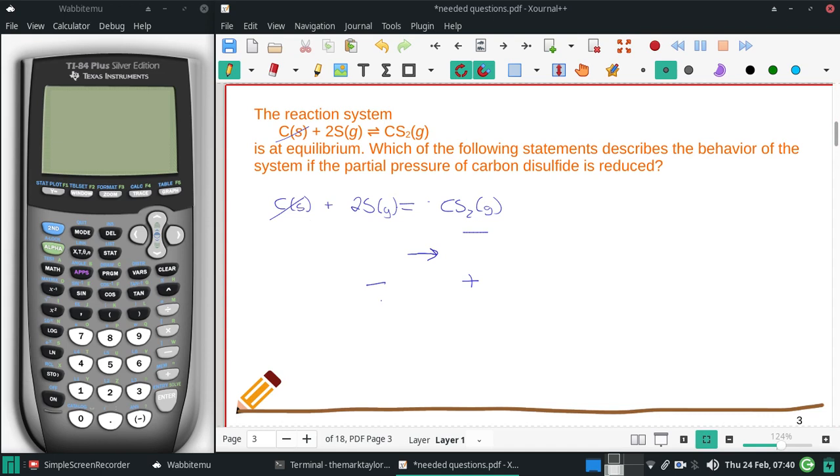And once we have those two things known, we just look at our answers and figure out which answer best fits that description. Because I definitely could have had an answer where it says the partial pressure of the sulfur decreases, or I'm looking for something where it says the carbon disulfide increases.